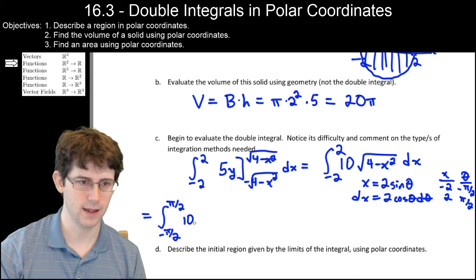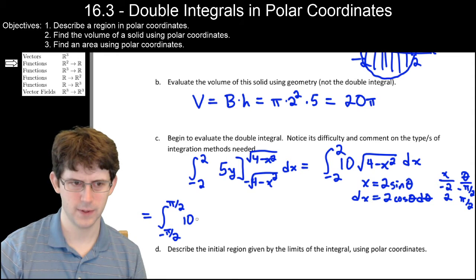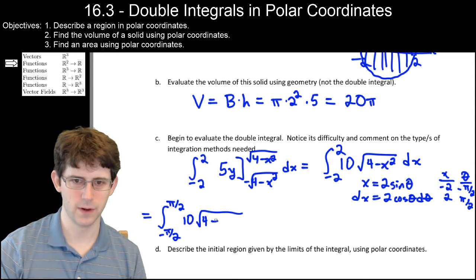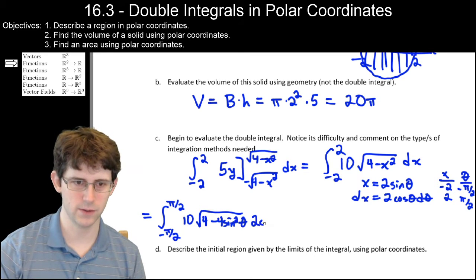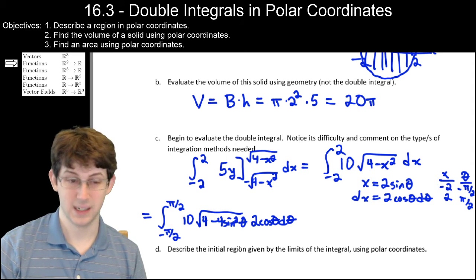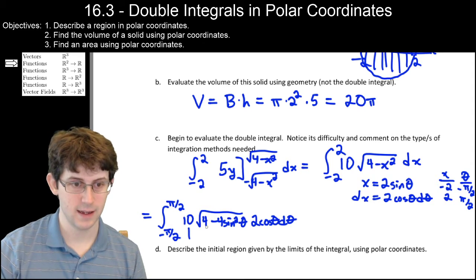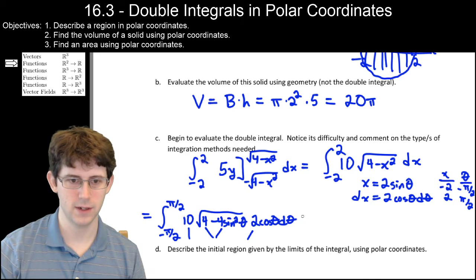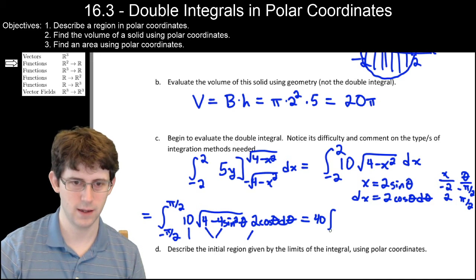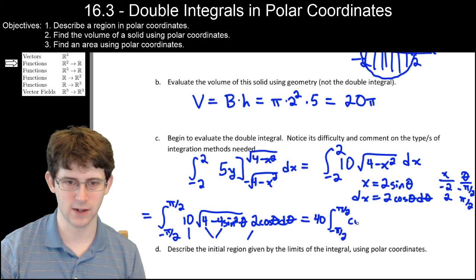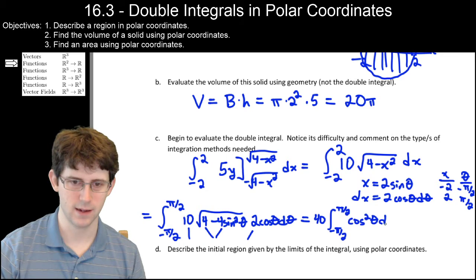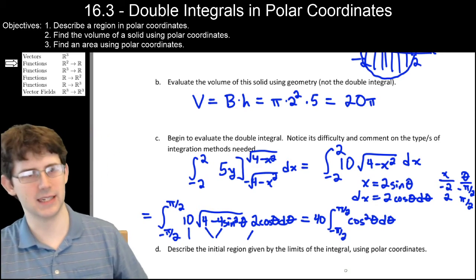I've got a 10. This is square root of 4 minus 4 sine squared theta. Dx is 2 cosine theta d theta. And this looks like it's working fine. So I'm going to have 10, 2, and another 2, so that's 40. And then I have cosine theta and another cosine theta, so I have cosine squared theta d theta. Goodness, what a mess.